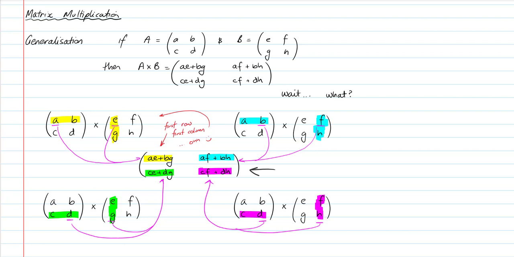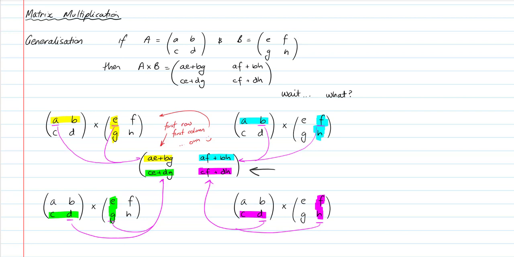The blue is for cell 1, 2, we do row 1 times column 2. A times F and B times H. The green is for cell 2, 1, and we do row 2 times column 1. There's the 2, 1. CE plus DG, and likewise for pink. So hopefully you can see that pattern there.